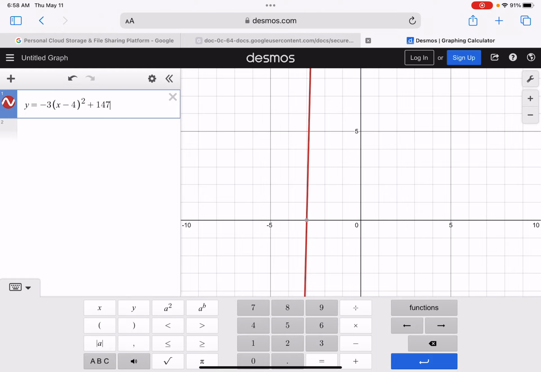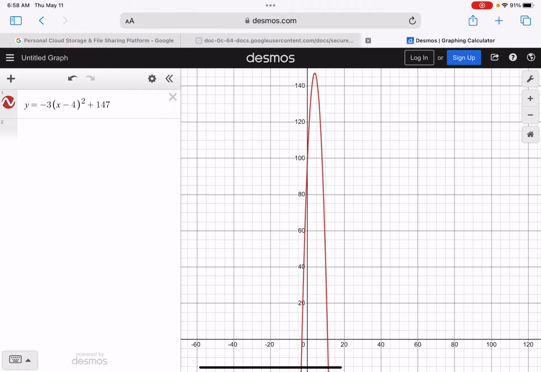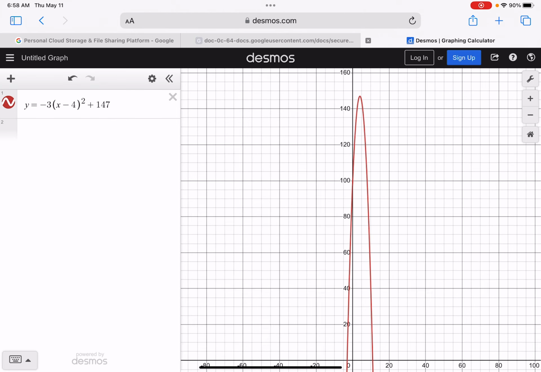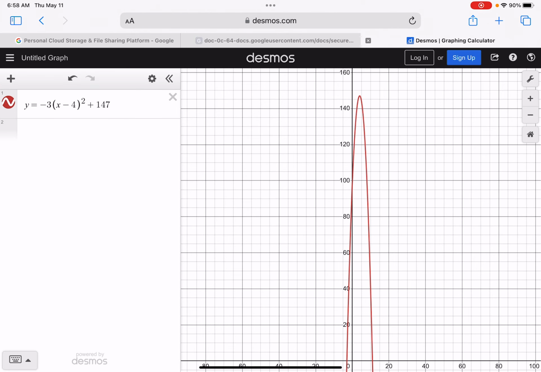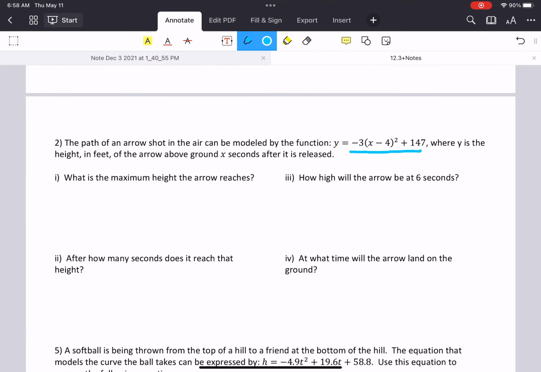So you can see here that my graph is too big, so I'm just going to zoom, and there I have it all on my graph. Those of you with graphing calculators can do this too, but it's a little easier on Desmos because the window is always easier to zoom in and out of. So let's go see what the questions are asking me.